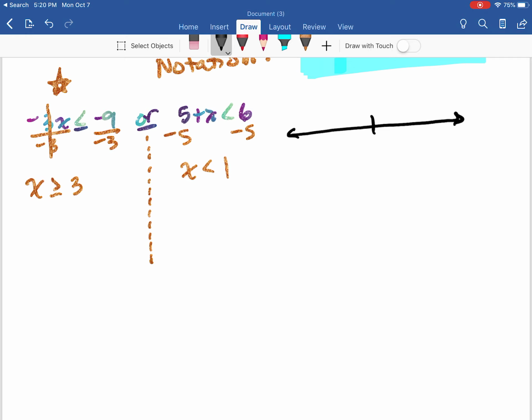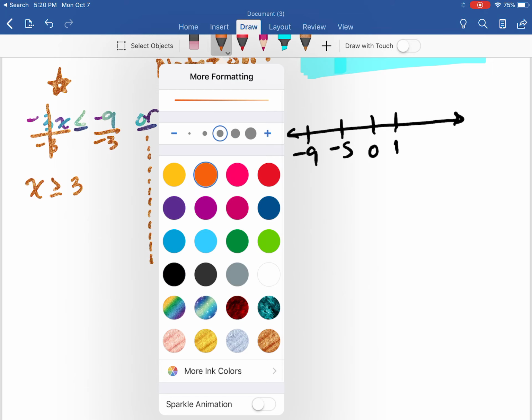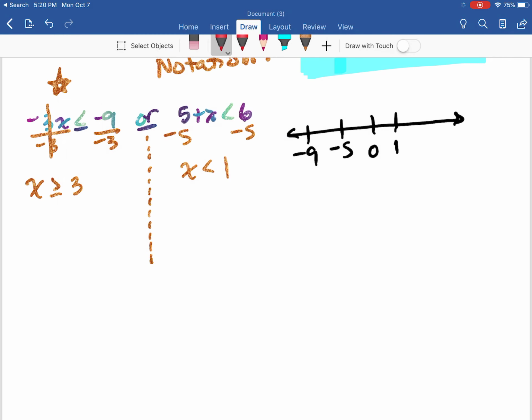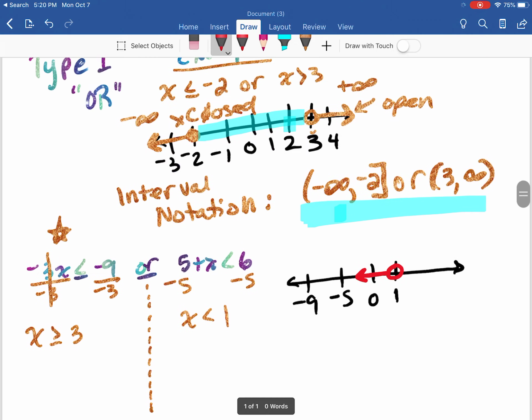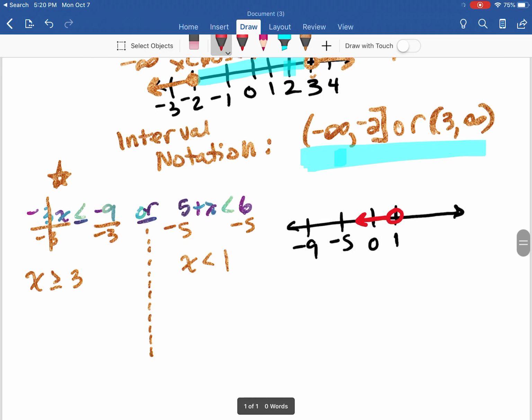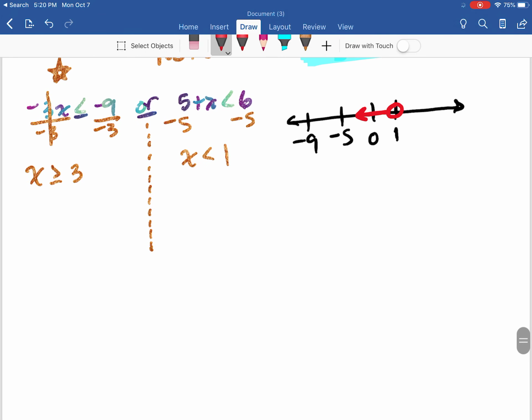Now, I'm going to go ahead and write this out. So let's see. I've got 1 over here. I've got 0. I've got negative 5, and then I have negative 9. And I think that's enough for me to be able to graph. Okay, so I have 1, if it's less than 1, it's going in that direction, right? And if it is, hold on, wait, I did something wrong.